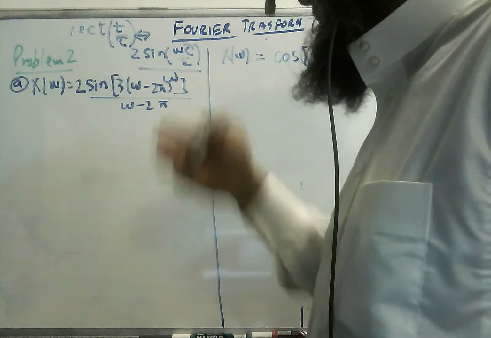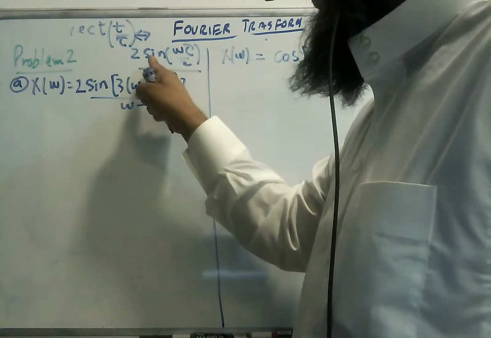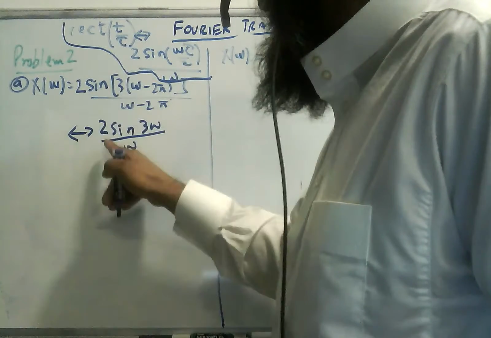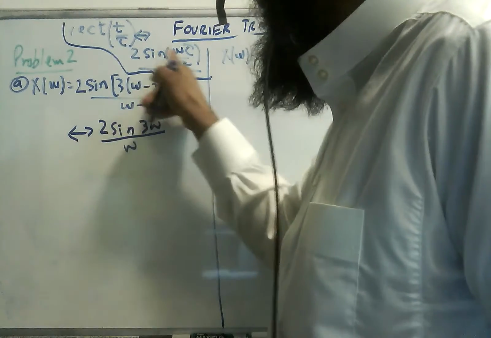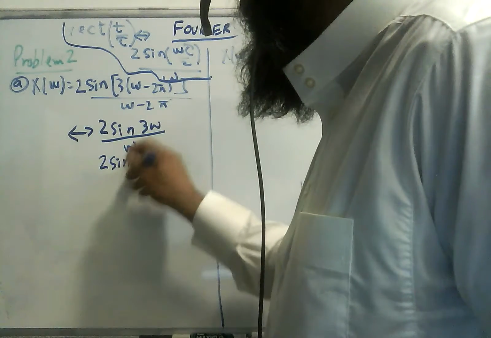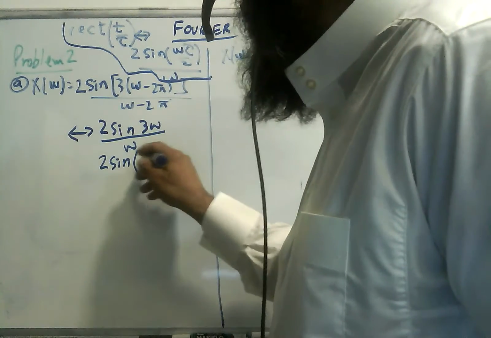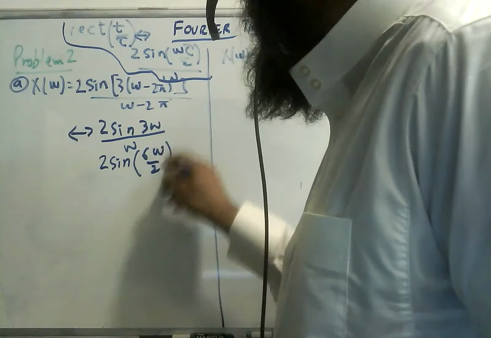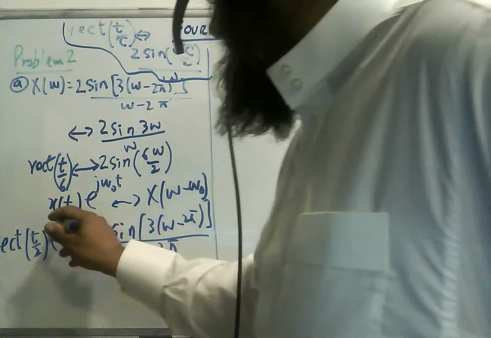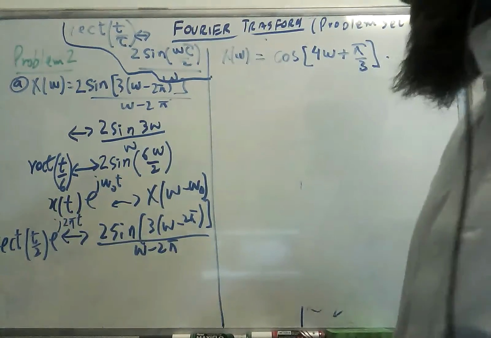Now we look in the table and we find the closest inverse transform pair, which has omega t divided by 2. So the next step is to bring this into that form. So I have 2 sine 3 omega. If I divide it by 2, I have to multiply by 2, so it will be 6 omega divided by 2. And then multiply by the frequency shift, which is j 2 pi t. So this is my result.